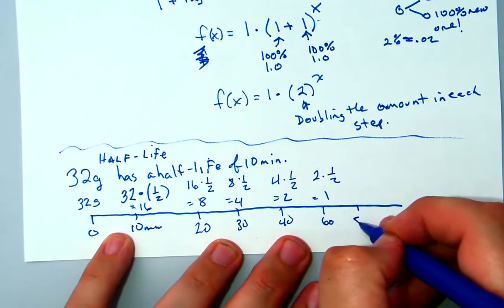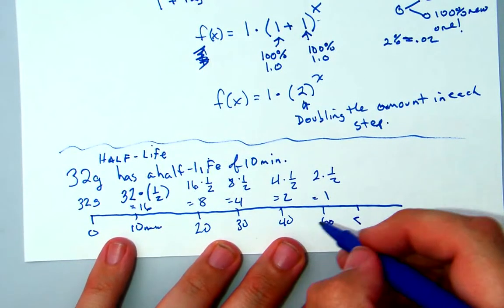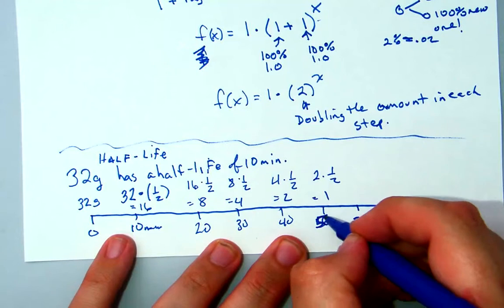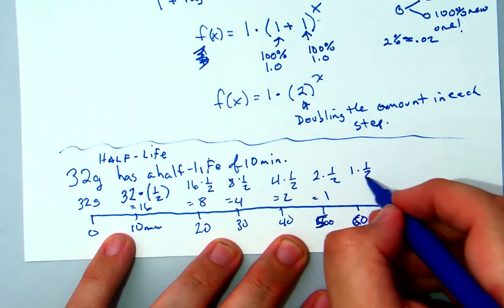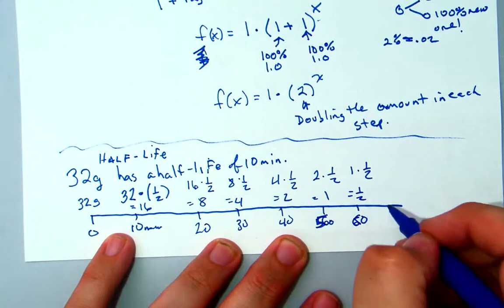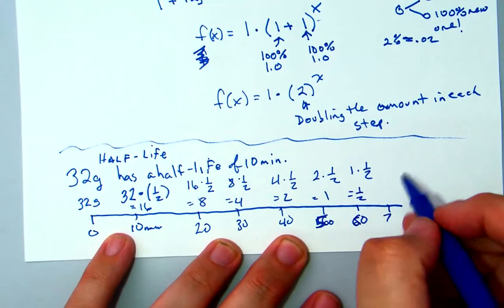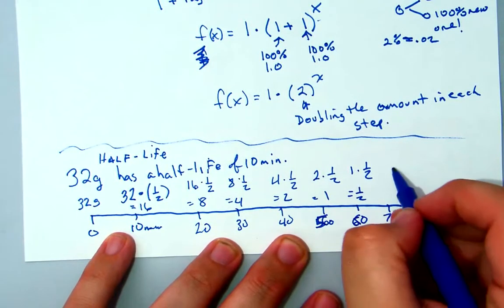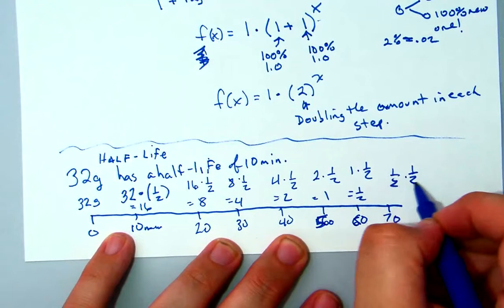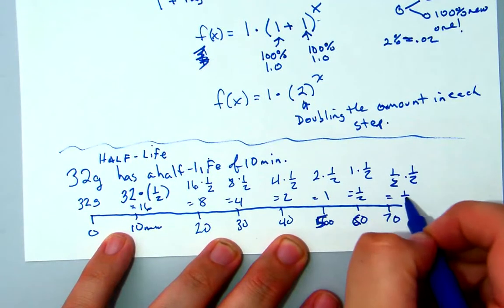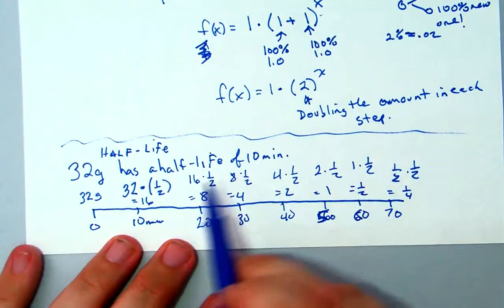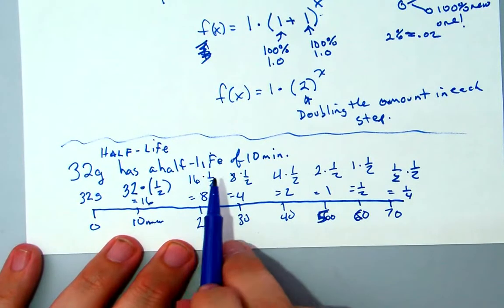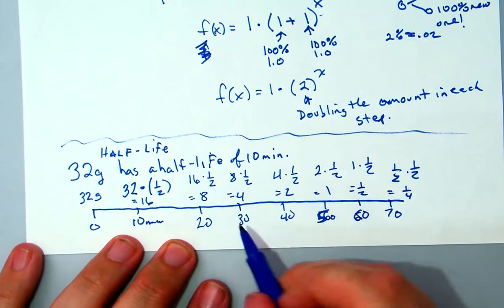After 10, 20, 30, 40, that's after 50 minutes, sorry. 60 minutes. You get 1 times 1/2, which is equal to 1/2. After 70 minutes, you get 1/2 times 1/2. So we take a half of a half, which is equal to 1/4, and so on and so on. What are we multiplying by? We're multiplying by a half every single time.